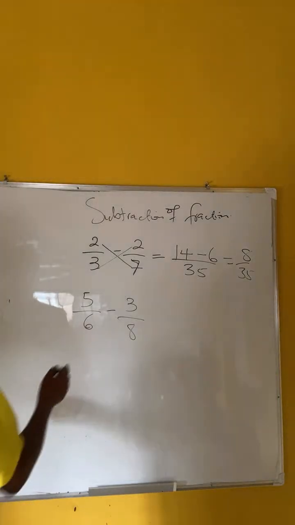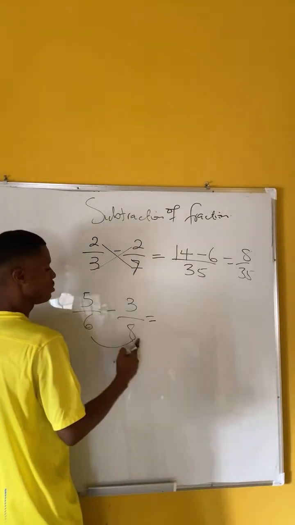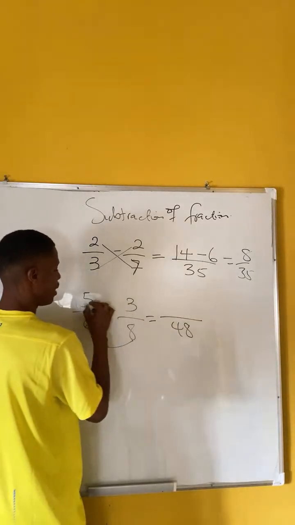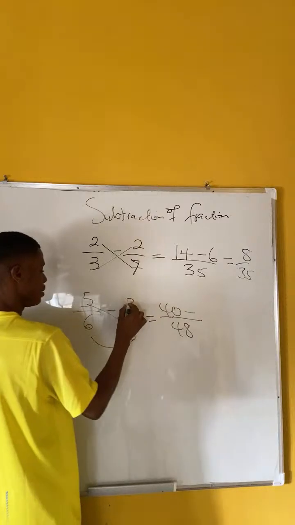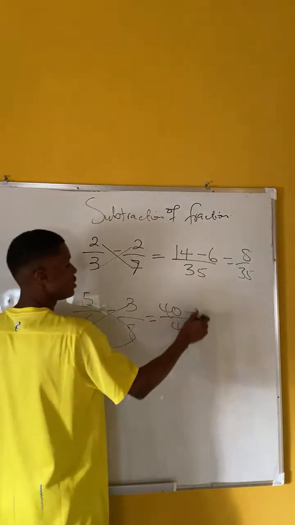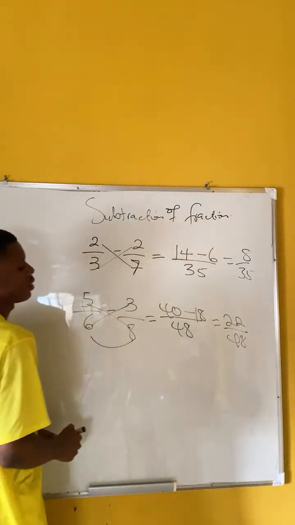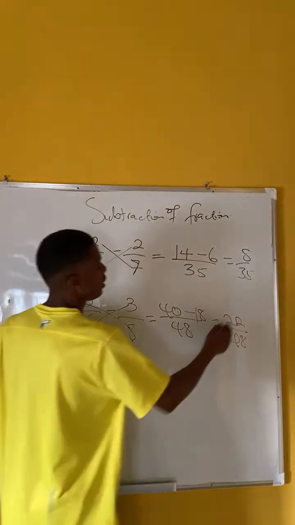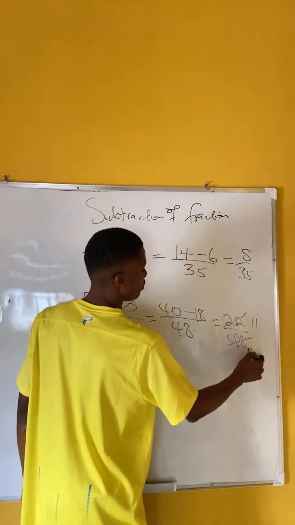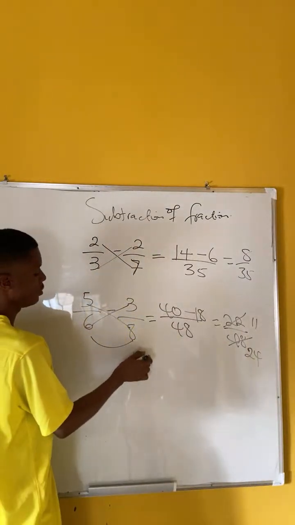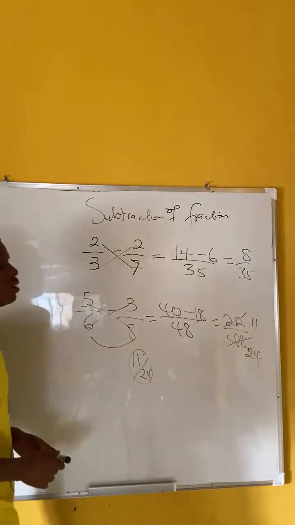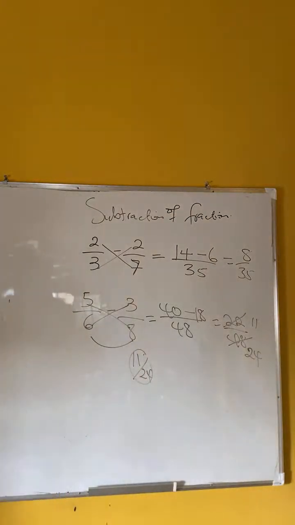You multiply the two denominators. 6 times 8 is 48. 5 times 8 is 40 minus 3 times 6 is 18. 40 minus 18 is 22 over 48. 22 over 48, you divide by 2, you get 11 over 24. So the answer is 11 over 24. That's the required solution. It's very easy to do.